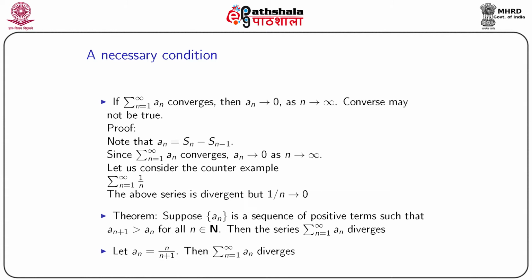Consider an as n over n plus 1. So what is an plus 1? An plus 1 is nothing but n plus 1 over n plus 2, and it can be shown quite easily that an plus 1 is greater than an. So the series sum over n from 1 to infinity of n over n plus 1 diverges.